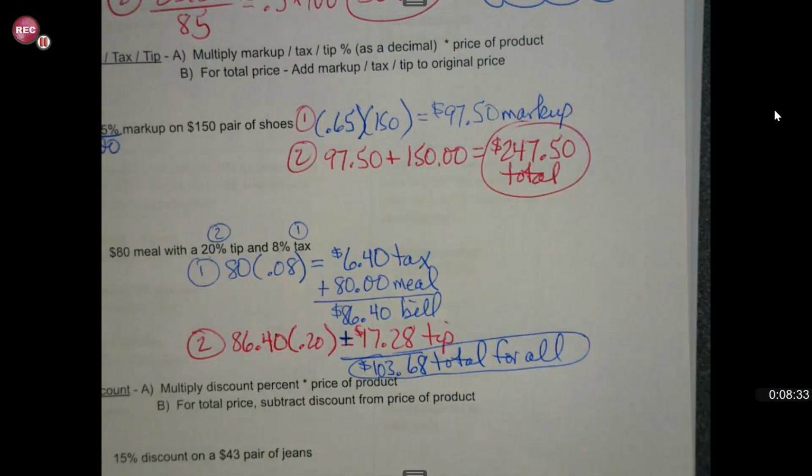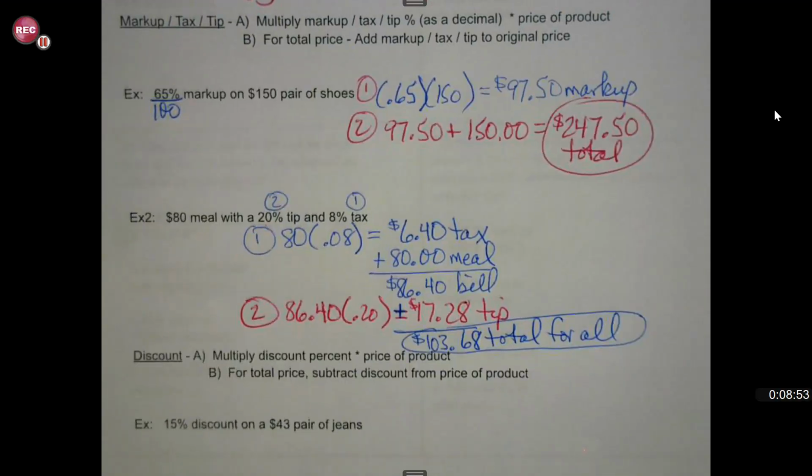Again, though, you've got to watch to see what's being asked for. I might just ask you to say, hey, what's the tax on this? And you're done. You don't have to do like 2 or 3 things. But in most reality of things that you do out anymore, you're going to have at least 2 of these. So that's kind of where the whole tax, tip, markup thing is coming from.